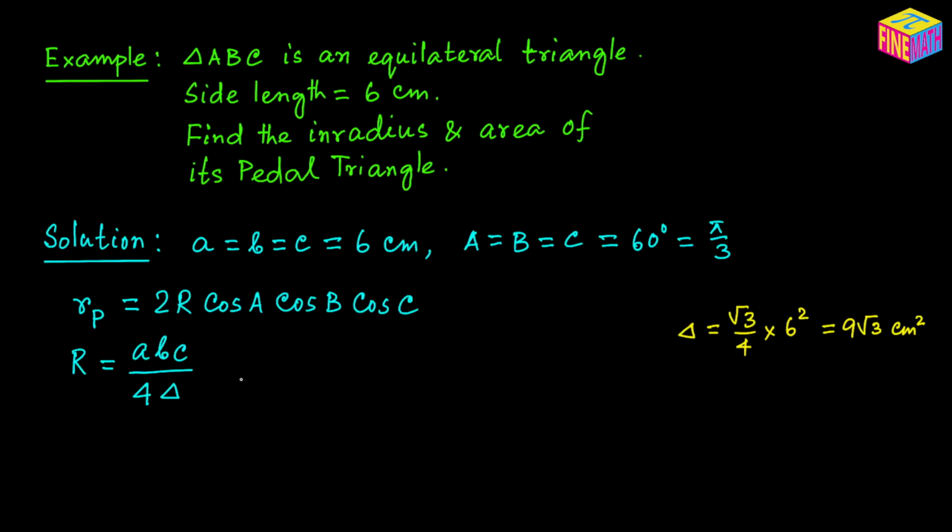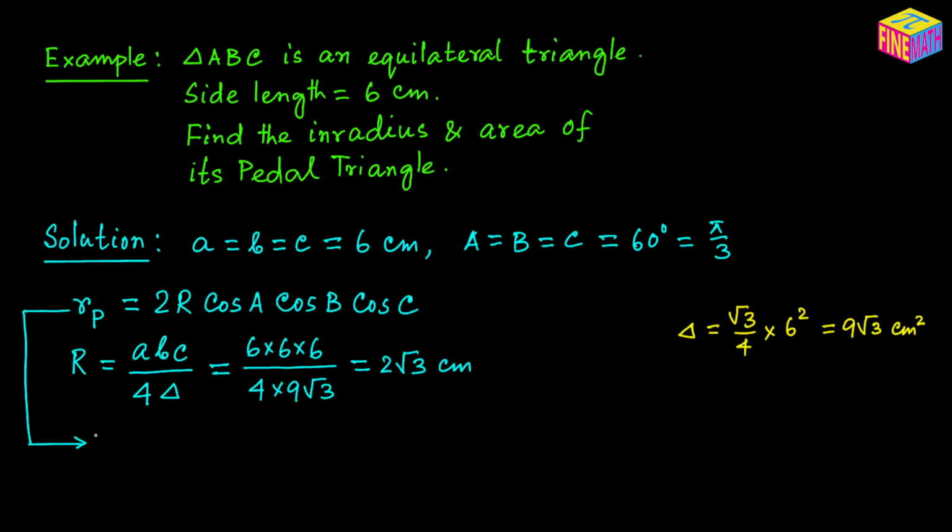And so what will be the value of R? Well, that will be equal to abc, in this case 6 times 6 times 6 over 4 times delta, that is 4 times 9 times square root of 3, and that will be equal to 6 over square root of 3, so that will be equal to 2 times square root of 3. Now that we know the value of uppercase R, which is the circumradius of the given triangle, then we can easily calculate the inradius of the pedal triangle.